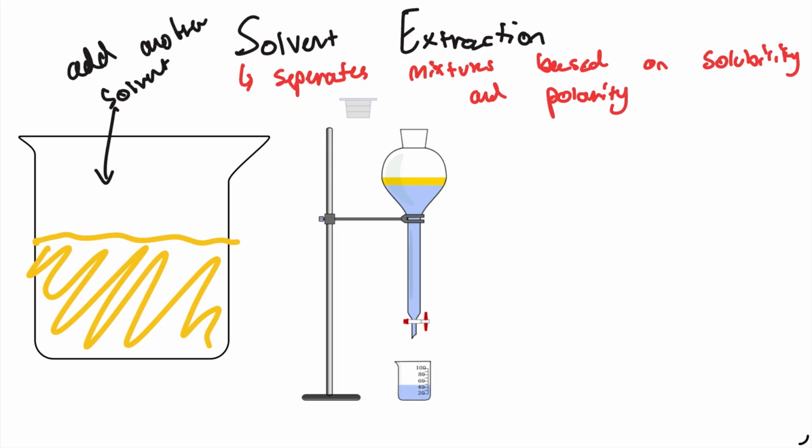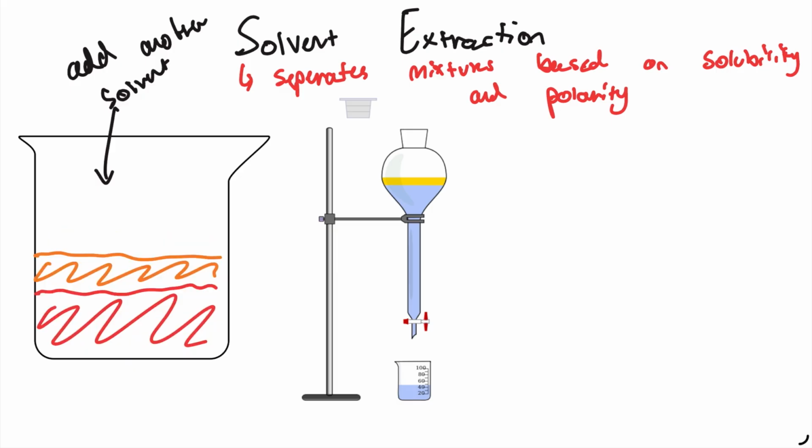In a solvent extraction, we would add another solvent into this mixture. Let's say a red solvent. We would just pour some of that solvent into our solution. We would then mix this vigorously, and after our solution settles, we would form two distinct layers. This is what you can see happening here in our solvent extraction. We could then separate these two layers through something like this separatory funnel here.